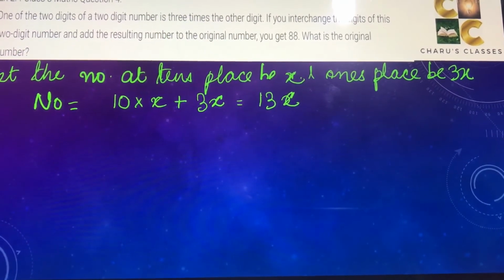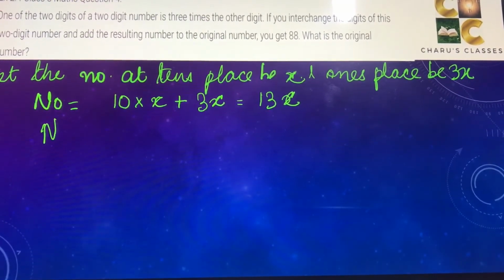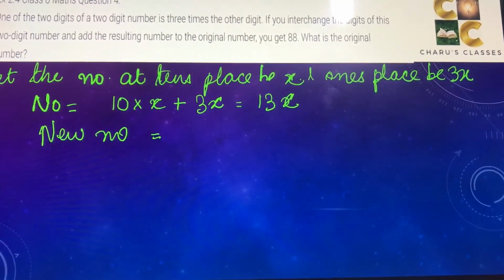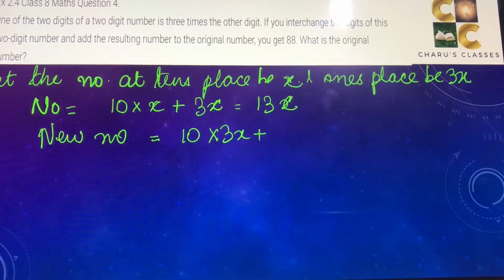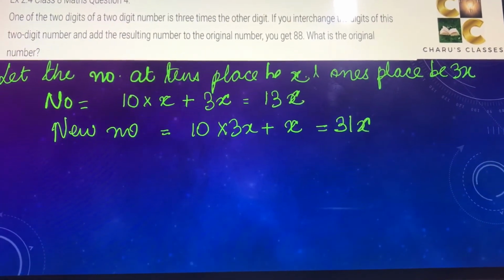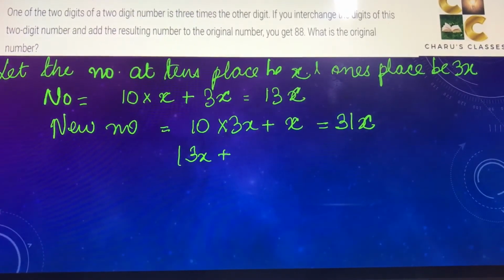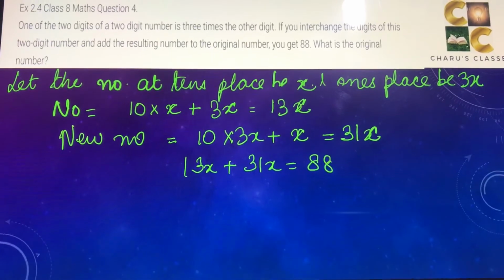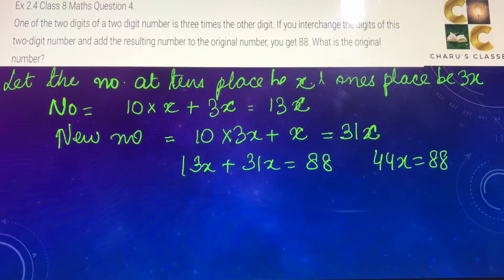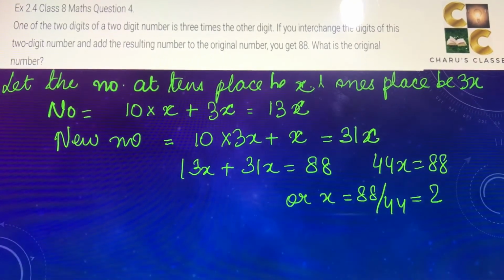Now if you interchange the position of the ones and tens place, that means number at ones place will now become x and tens place will become 3x. So the new number or the interchanged number will be 10 into 3x plus x into 1. This will come 30x plus x, which is 31x. It is given that the sum of the old and the new number is equal to 88. 13x plus 31x, 44x is equal to 88, or x is equal to 88 by 44, which is 2.